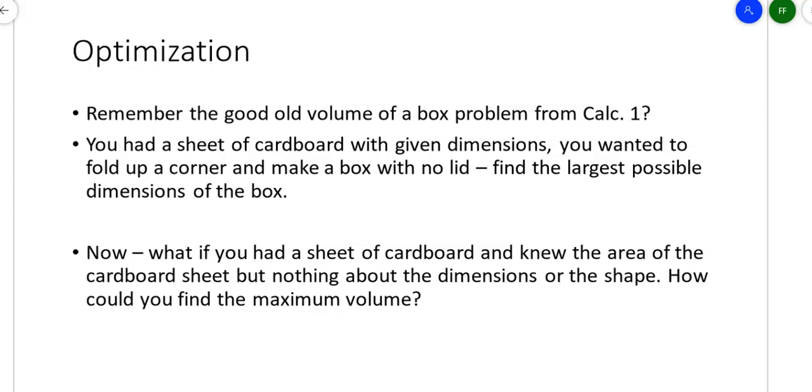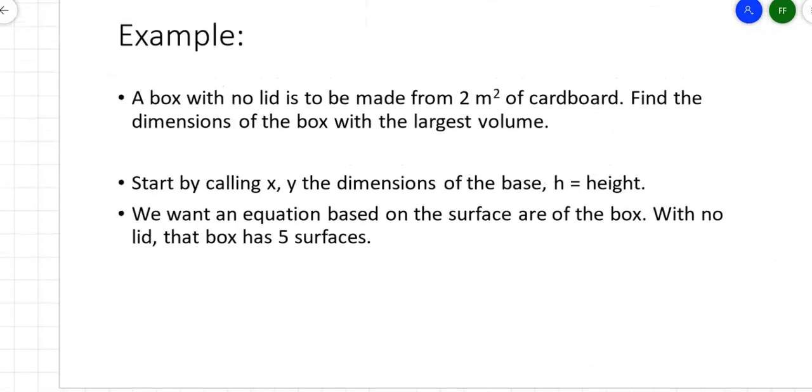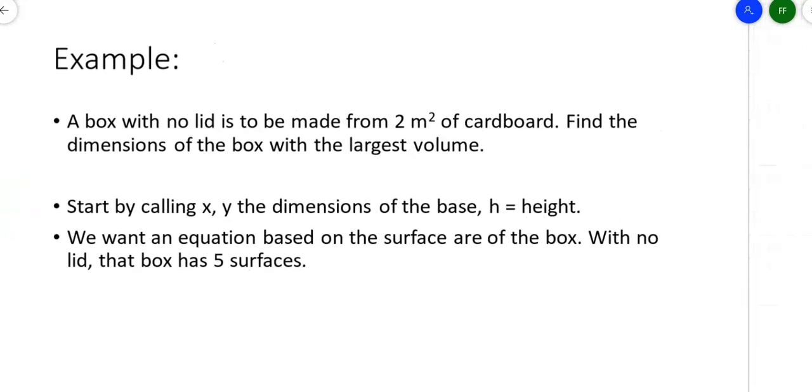This time, what if I had a sheet of cardboard and I knew the area of the cardboard sheet, but nothing about the dimensions or the shape? How could you find the maximum volume? So here's my question. I've got a box with no lid. It's going to be made from 2 square meters of cardboard. So I don't know that one side is 10 and the other side is 8. I just know I have a box with no lid and how many square meters of cardboard I have. Find the dimensions of the box with the largest volume.